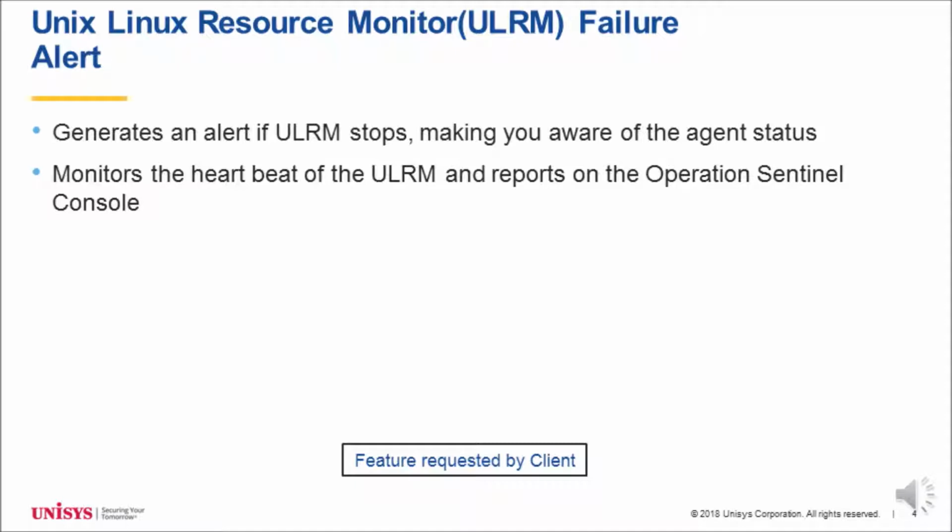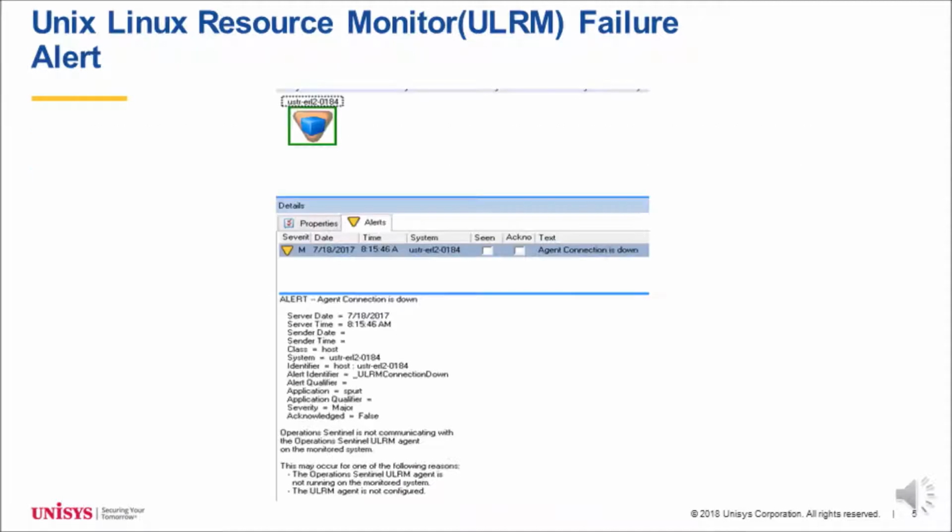If the agent crashes or stops, there is no option to report the issues occurring on the system to Operations Sentinel. The solution includes implementing a heartbeat mechanism between the ULRM agent and the Operations Sentinel server, which reports the agent status on the Operations Sentinel console. But the heartbeat-based alerting mechanism does not confirm if the failure is due to a network issue or the ULRM agent. This screenshot shows a ULRM failure alert.